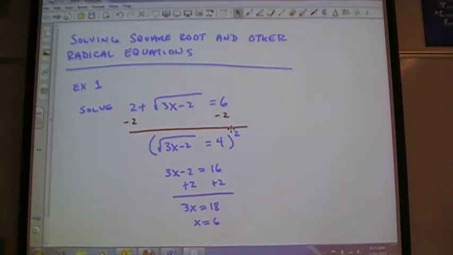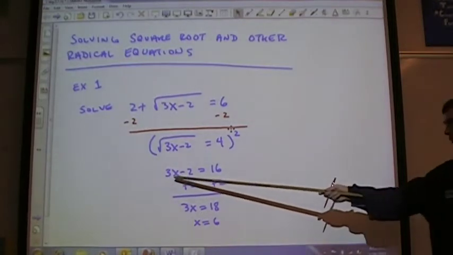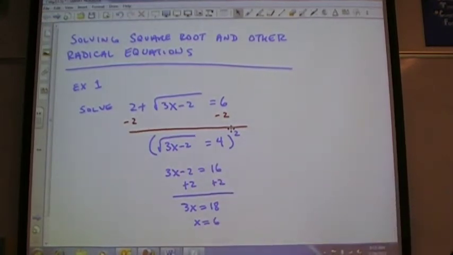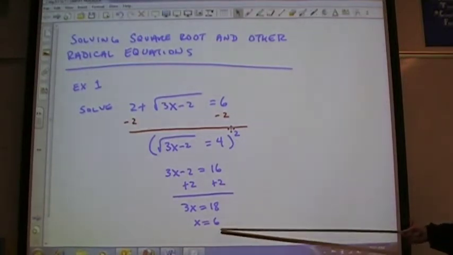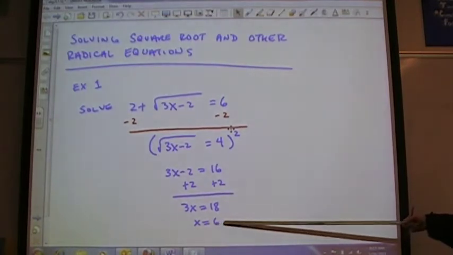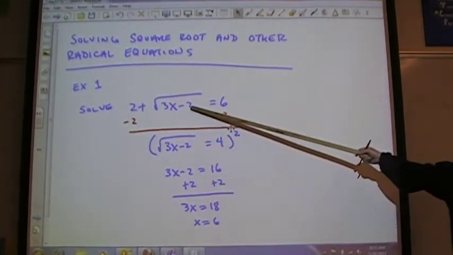And then you solve this like you've solved any equation. Add 2 and divide by 3. Your answer should be 6. And you might want to go ahead and get in the habit, and you'll see why in the later examples, of checking your answer. Plug 6 back into the original problem.